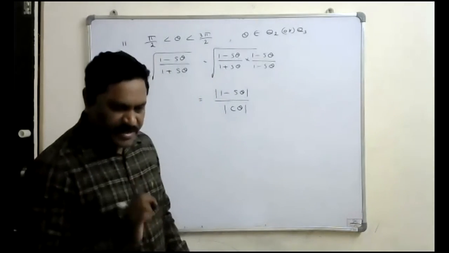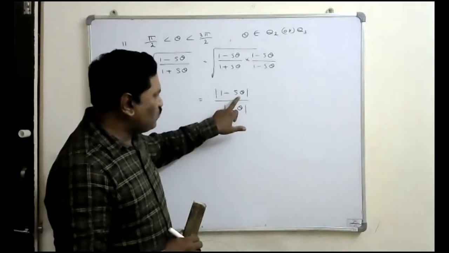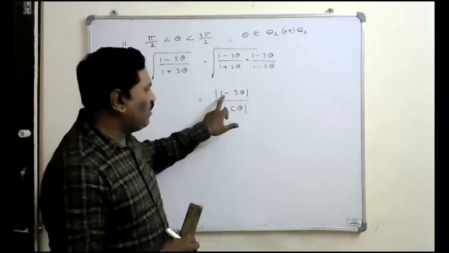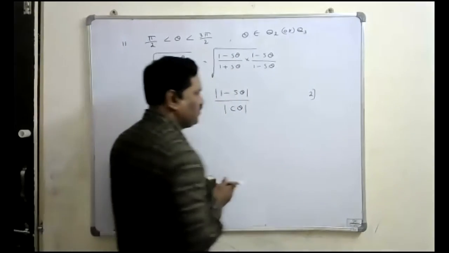What is the minimum value of sine theta? -1. Substitute the -1 here: minus minus plus 1, 1 plus 1, it is giving 2. So that will be the maximum value of this.